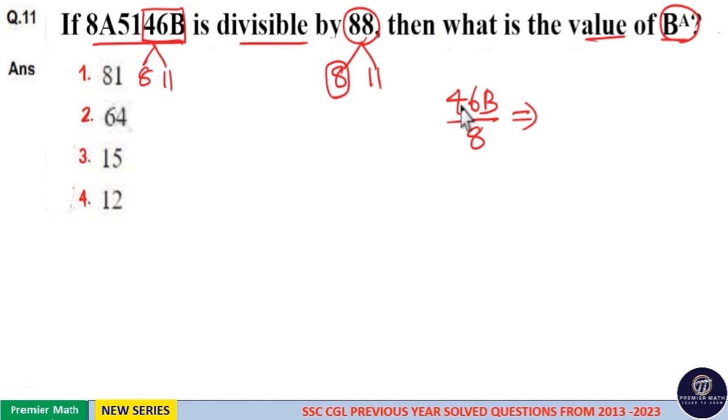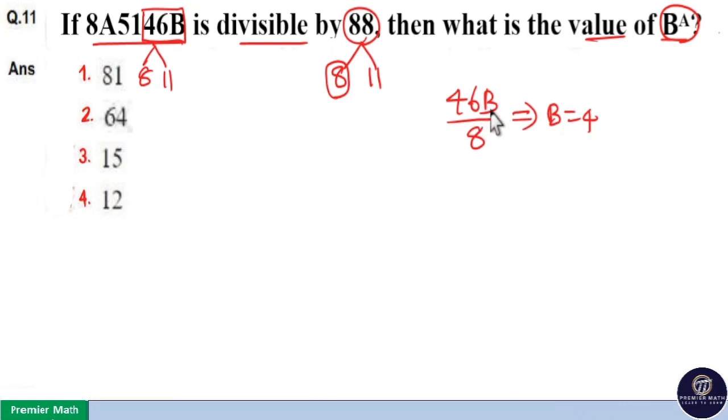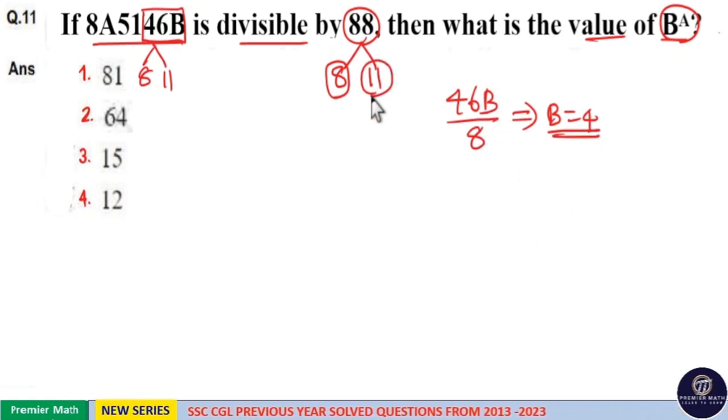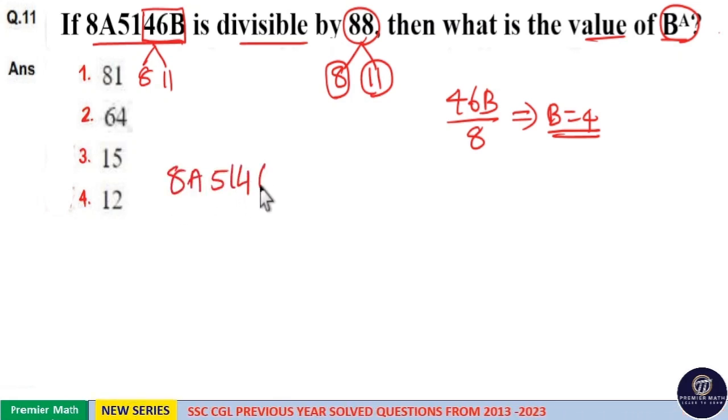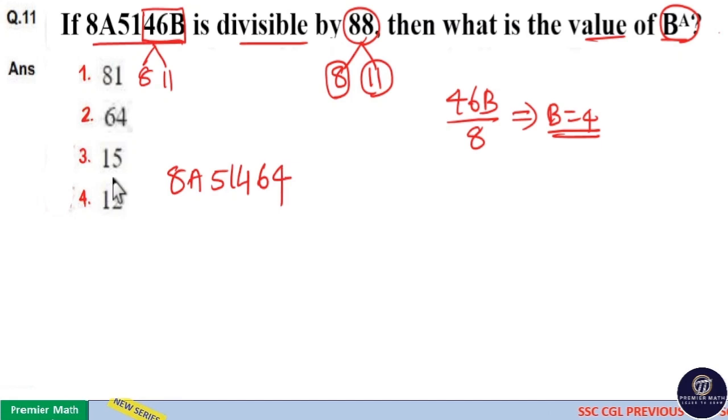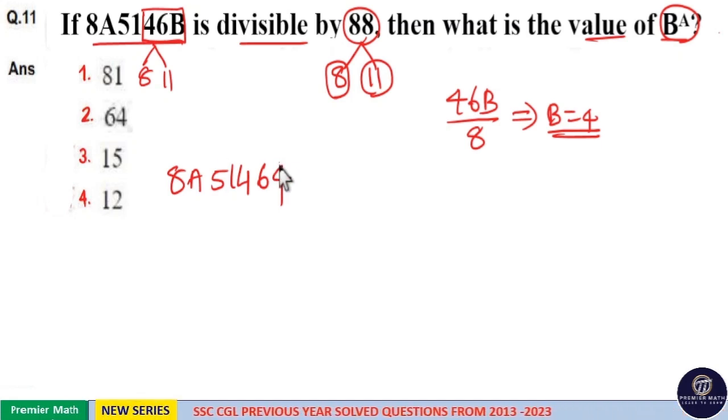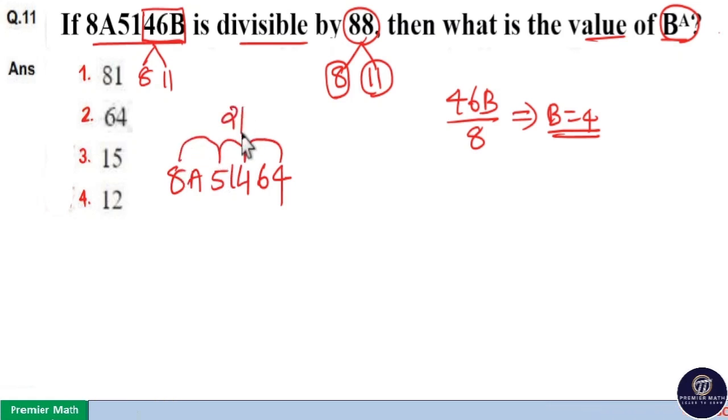Means 8 goes 5 times in 40, remaining 6. If it is remaining 6, then b must be 4 because 8 goes 8 times in 64. Now, b is equal to 4. Check the divisibility rule of 11. That is 8a514 6 b, where b is equal to 4. Now take the odd place sum and even place sum. Odd place sum is 4 plus 4, 8, 8 plus 5, 13, 13 plus 8, 21. Even place sum is 6 plus 1, 7, 7 plus a.